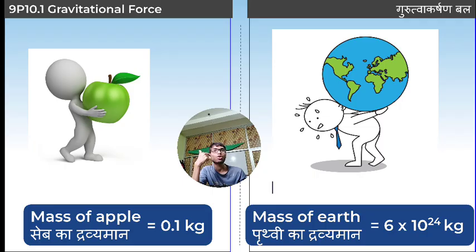So what is the connection of the mass of the object with the force? The connection is that if the mass of the object is more, then somebody will apply more force. If the mass of the object is less, then somebody will apply less force. This is the connection. Mass is more, then force will be more. But if mass is less, then force should be less.